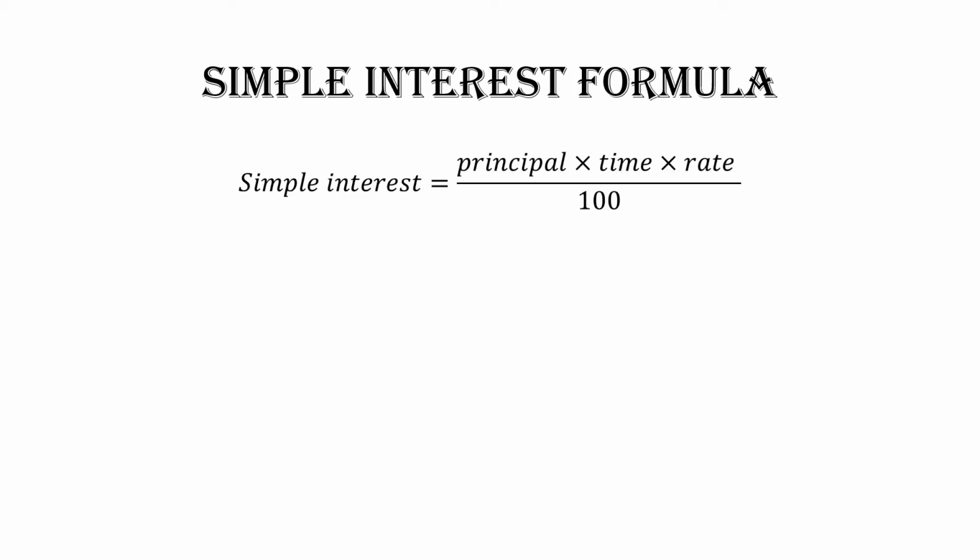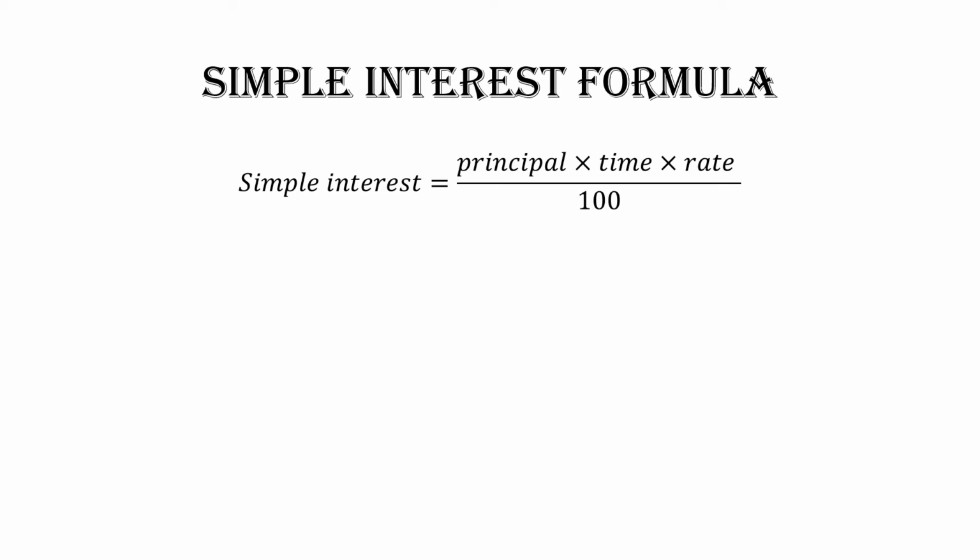Right, so let's go into the formula. The formula is as simple as this. Simple interest is equal to the principal multiplied by time multiplied by rate, divided by 100. It's a very easy formula to remember. I remember learning this in Form 3, and I never forgot it. It was a really simple formula.